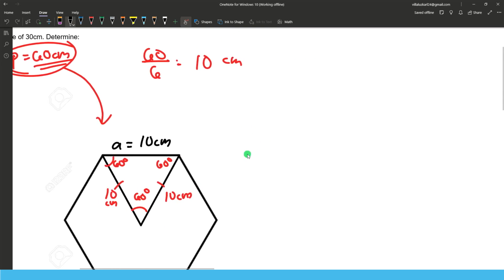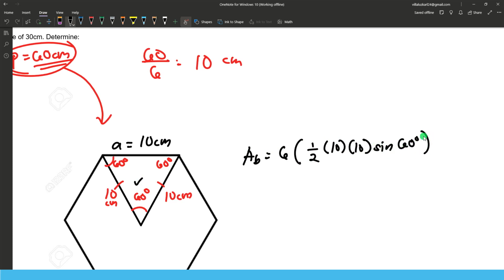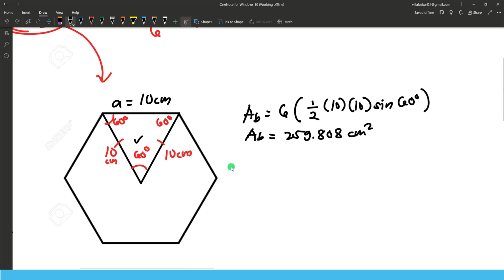So first, compute the area of the base: 6 times the area of a single triangle, 1/2 AB, with two sides 10, 10, and included angle 60 degrees. The area of the base is 259.808 square centimeters.